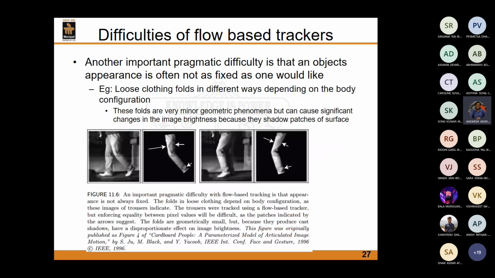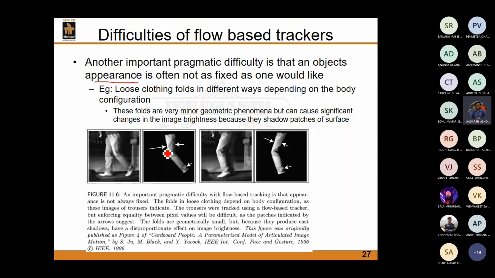Now, there is also another limitation of the flow-based tracker, and that is with respect to the object appearance. That is, if the object appearance changes between frames. Right now for this particular frame, if I'm considering this leg region alone, this is how the leg region looks. For the next frame, this person is walking, so this leg has moved to the front, and this is how the image looks. And if I just take the leg region alone, this is how it looks.